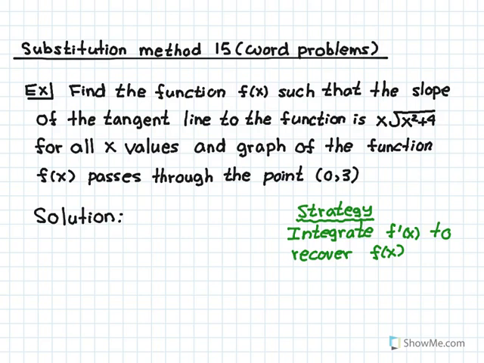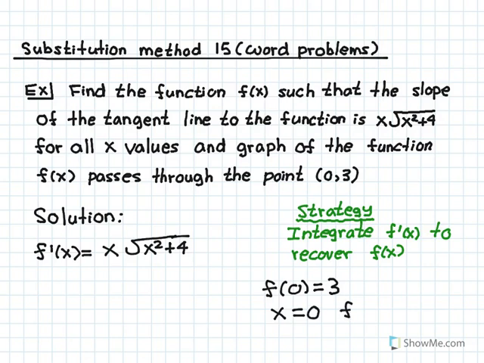Alright, the first thing we notice is that the slope of the tangent line is given as x root of x squared plus 4. The derivative is the slope of the tangent line. So f prime of x is equal to x root of x squared plus 4. We also know that the function passes through the point 0, 3. That means that f of 0 is equal to 3, which means when x is 0, the functional value f of x is equal to 3.